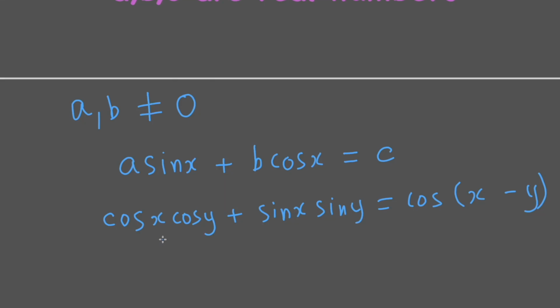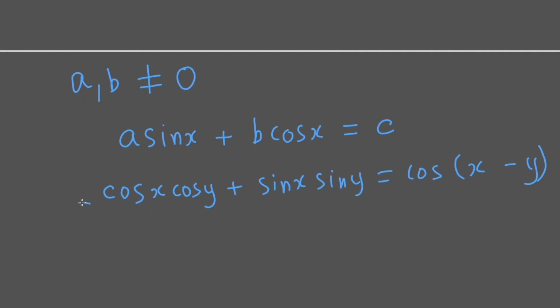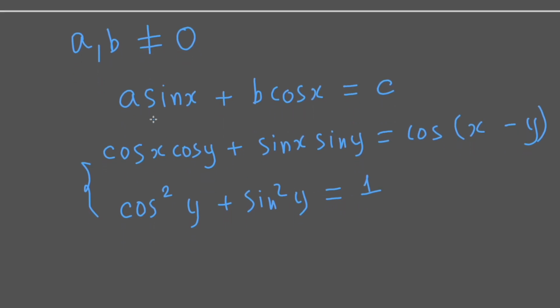And another trigonometry formula is that for any y, cosine square y plus sine square y equal to 1. So it means we have to transform this equation a bit to make this become sine y and make this become cosine y.